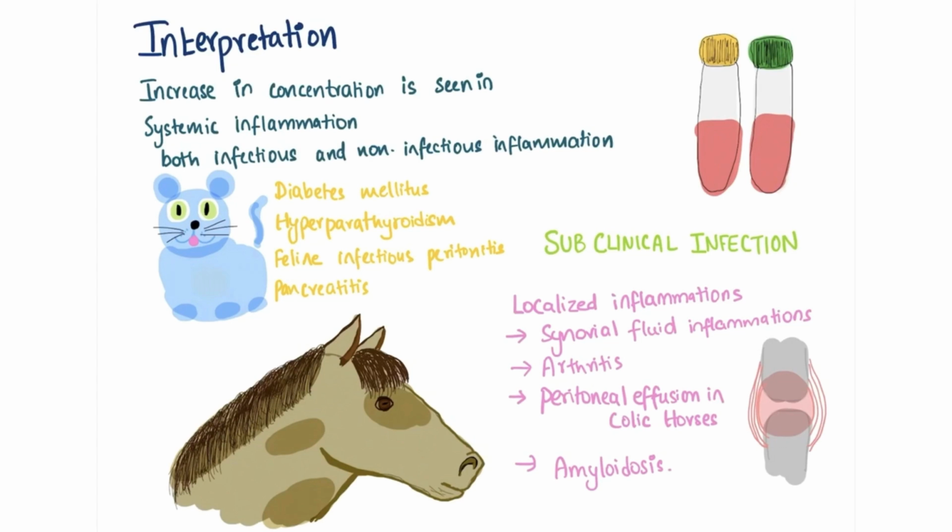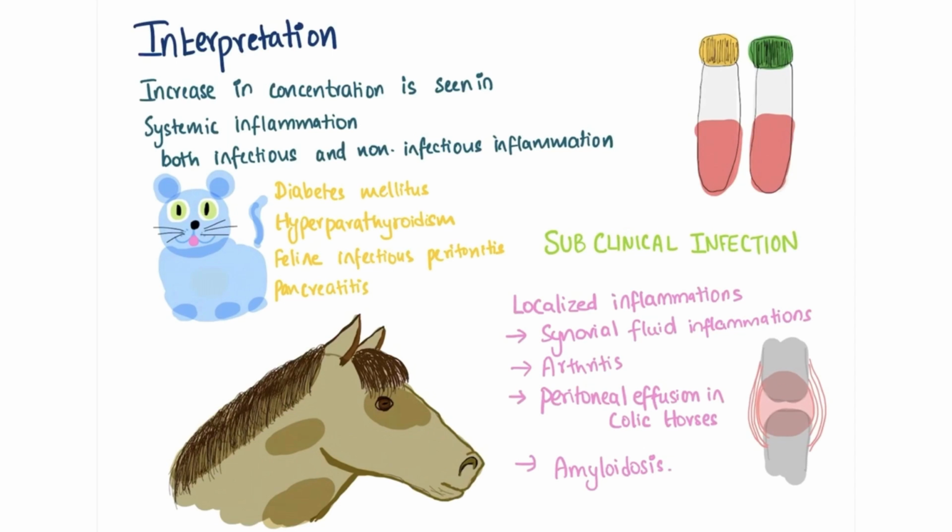And in horses, it is used to detect inflammation related to joints, such as arthritis. The highest concentration of serum amyloid A is noticed in synovial fluids and peritoneal effusion secondary to colic in horses. And serum amyloid A is a good test to diagnose and rule out subclinical infections.